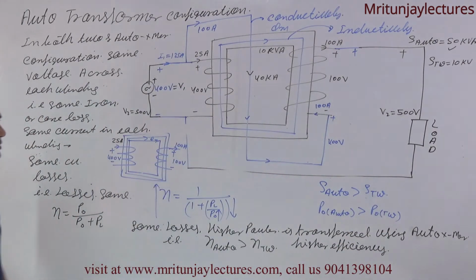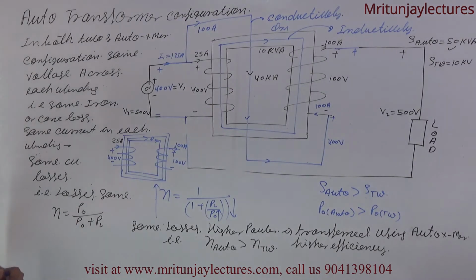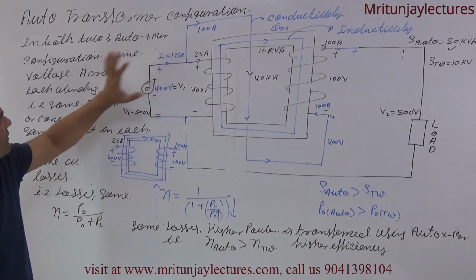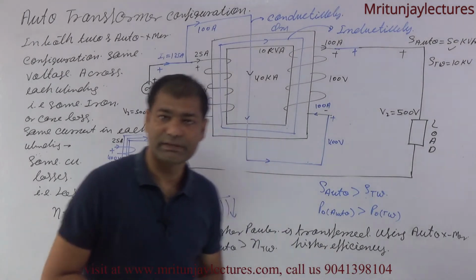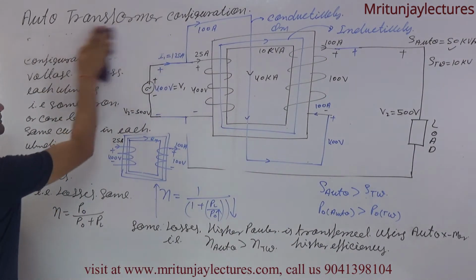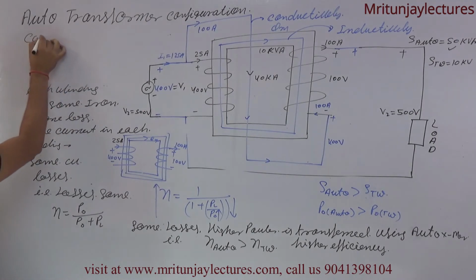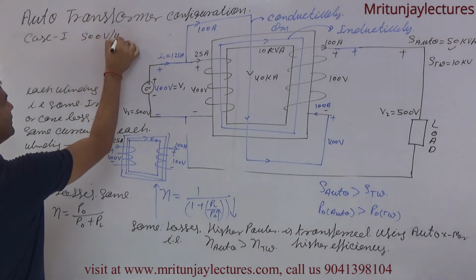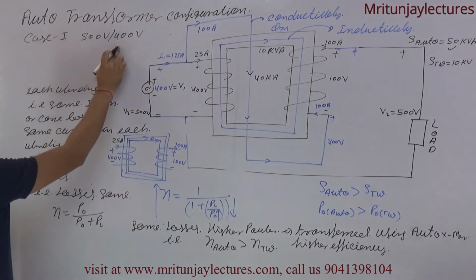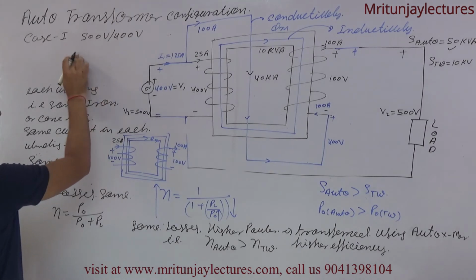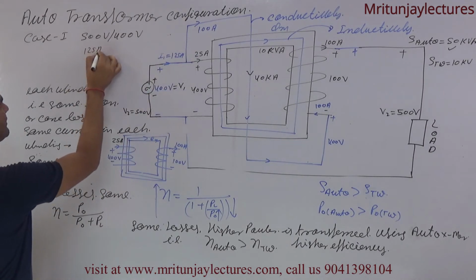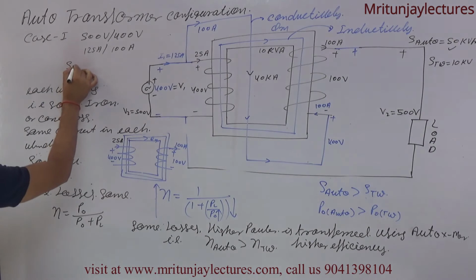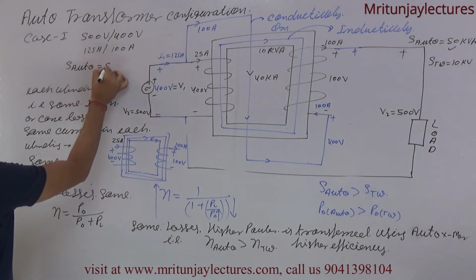Okay. Now first of all make it. I will discuss another cases. This is the first case. Now we make second, third, whatever. Corresponding to case first, we got 500 volt and 400 volt auto transformer rating, and current rating 125 ampere and 100 ampere. Clear? And S auto we got 50 kVA. Clear?